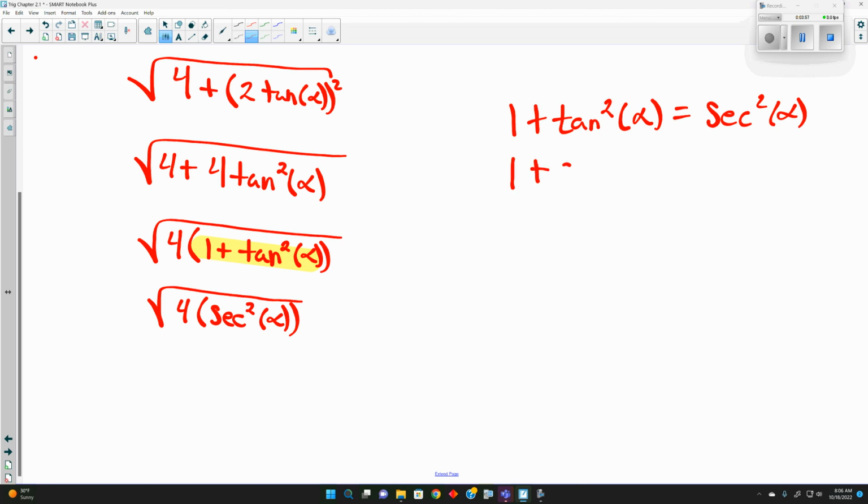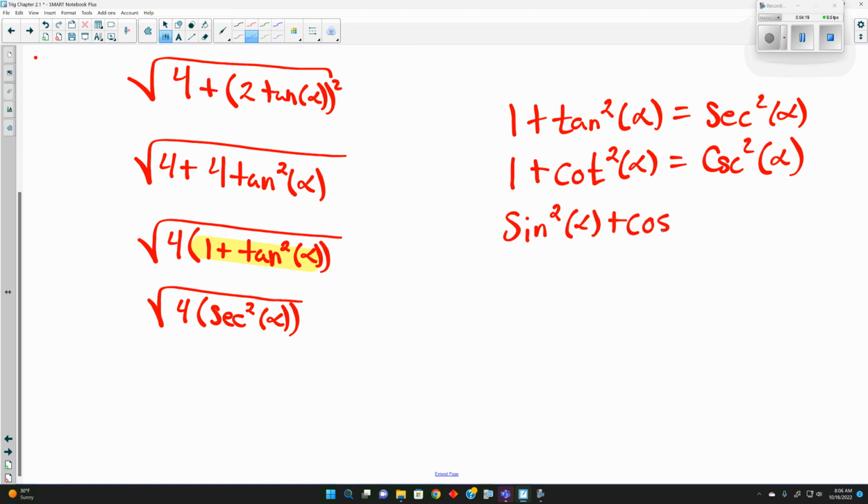We also have that 1 plus cotangent squared of alpha is equal to cosecant squared of alpha. These are just our trigonometric, or Pythagorean, identities. And these again do come up a lot. The other one we have is sine squared of alpha plus cosine squared of alpha is equal to 1. And we can manipulate these in any way.